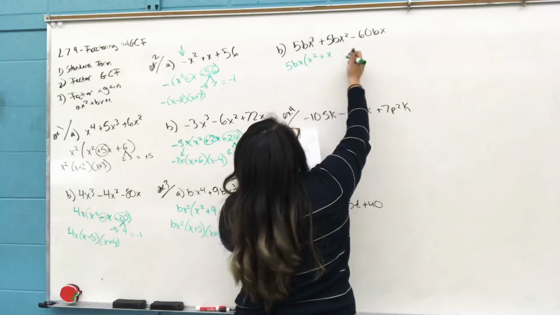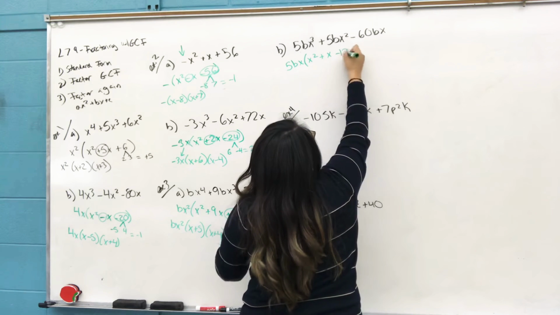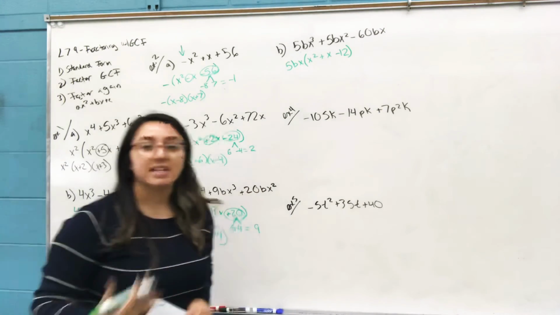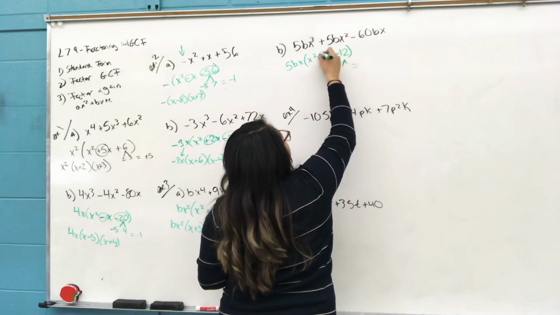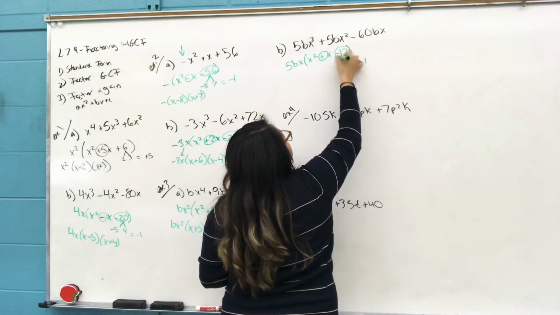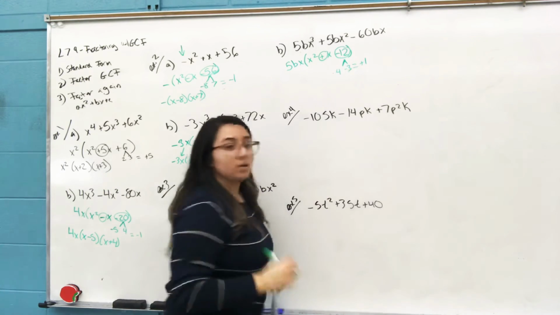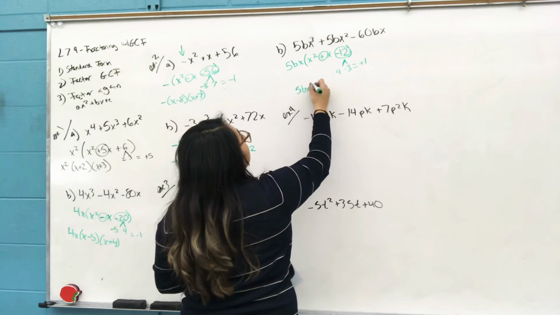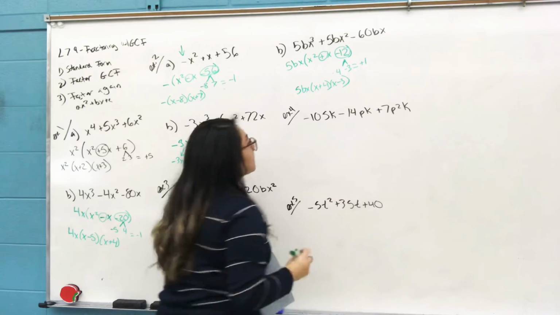That's why I have plus. -60 divided by 5, I get -12. And then b cancel out. The x's also cancel out. Then I have that. Now we factor again. Factors of -12 that equal +1. And that is 4 and -3. One of your two factors is a negative. Then we get 5bx times x plus 4 times x minus 3.